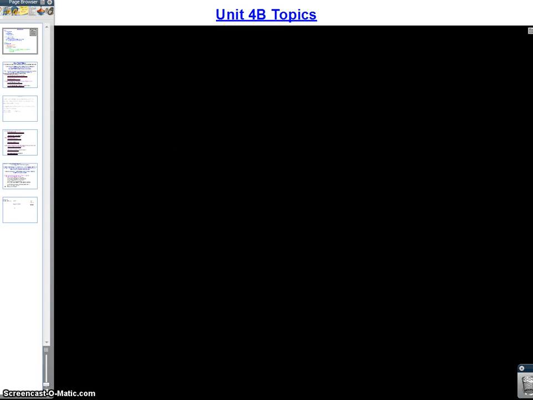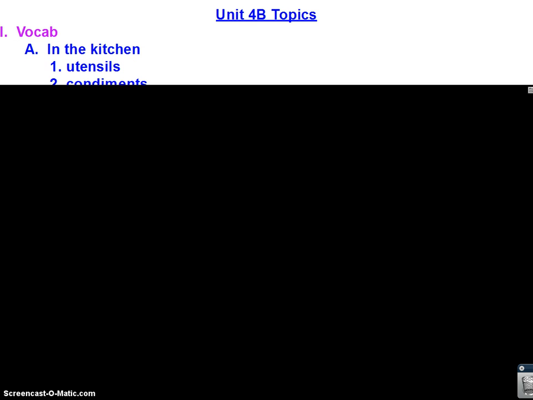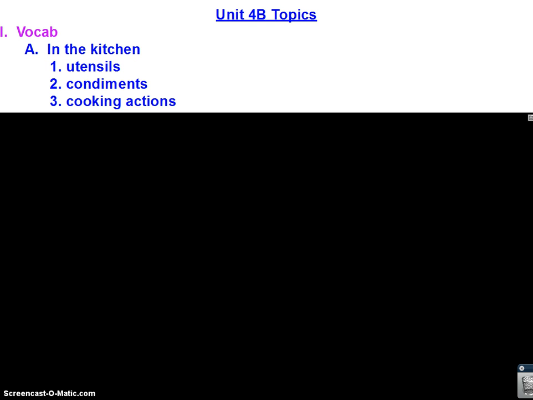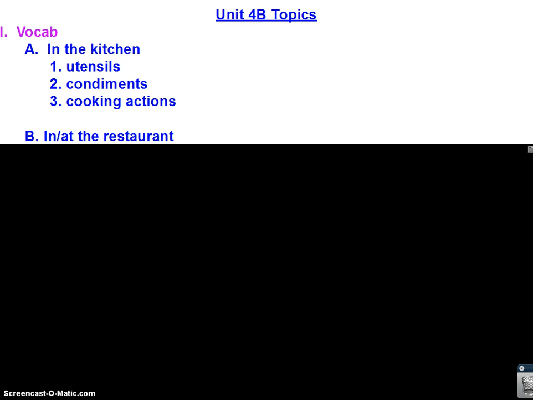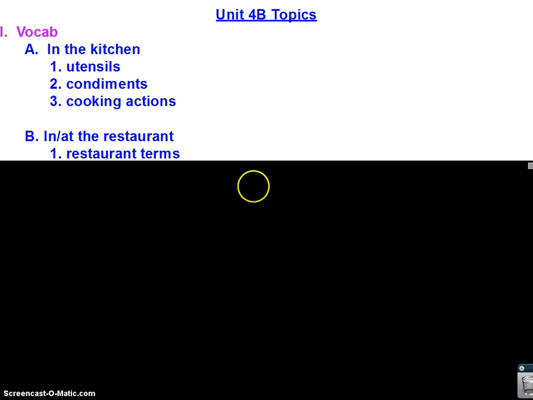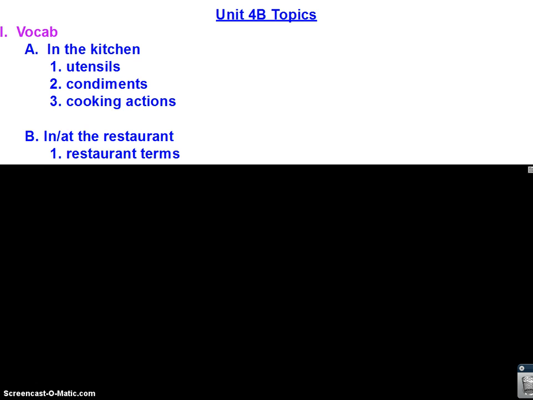Class A, let's talk about what's coming up in this unit, Unit 4B. We've got for our vocab, in the kitchen, talking about utensils, condiments, and cooking actions like boiling and mixing and cutting and adding things. We are also talking about things in and at the restaurant. Restaurant terms like specials, appetizers, entrees, the tip and the check.